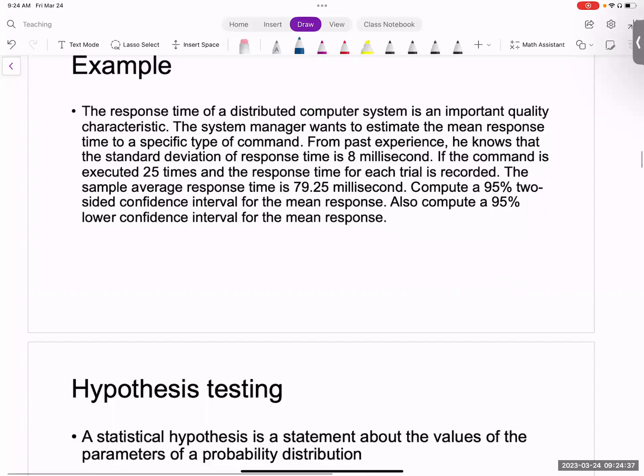Let's take a problem and see how we can use the formula to solve a regular quality control problem. The question here is, the response time of a distributed computer system is an important quality characteristic. The system manager wants to estimate the mean response time to a specific type of command. So we are interested in the mean response time of a specific type of command. Let's write this down, mean response time to a specific type of command. From past experience, he knows that the standard deviation of response time is 8 milliseconds. So we know some things about sigma. It's 8 milliseconds.